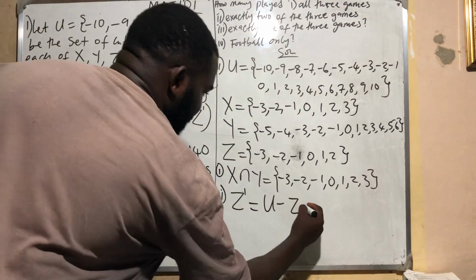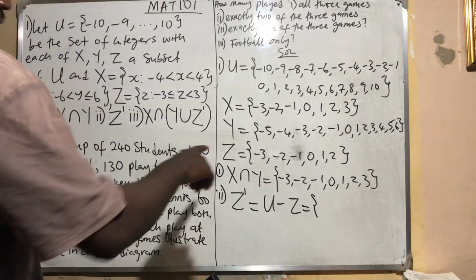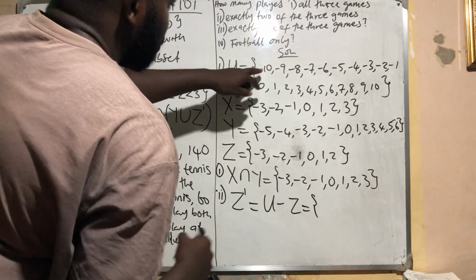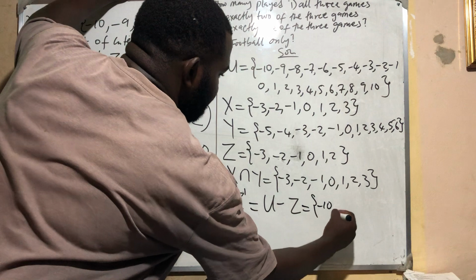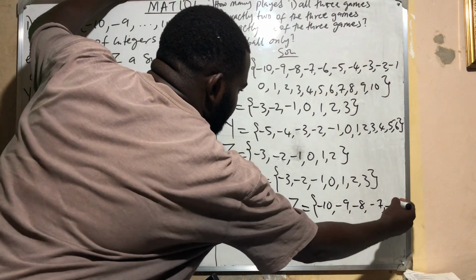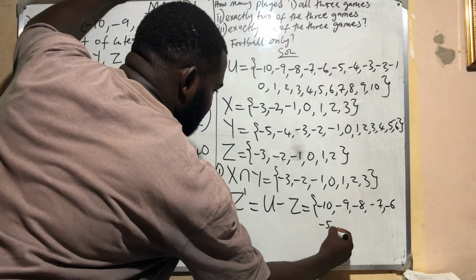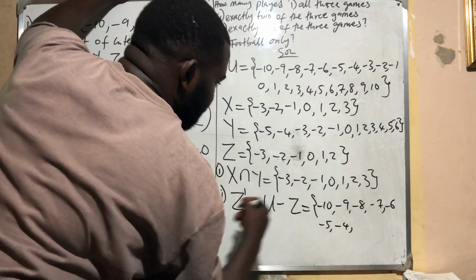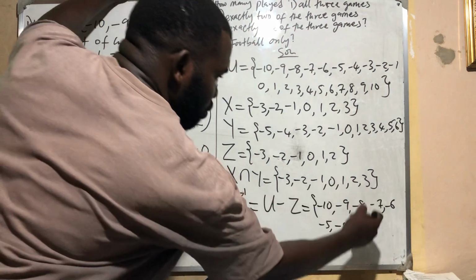So y complement means whatever is in the universal set that is not in y. So let us get that now. I have minus 3 to this. So what is not here is minus 10, minus 9, minus 8, minus 7, minus 6, minus 5, minus 4, minus 3 is here. So we'll continue from what?